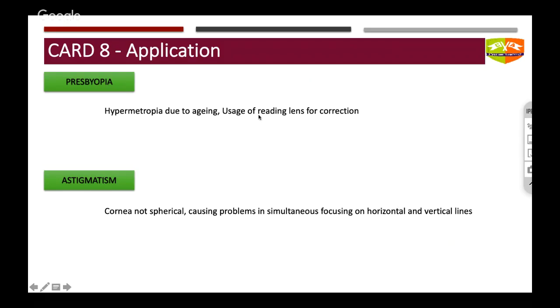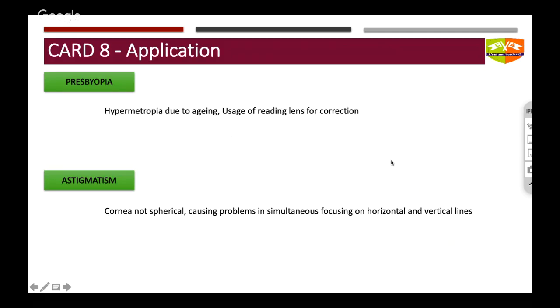Then presbyopia. I said that because of the weakening of the ciliary muscle, the image formation happens beyond the retina, and due to that the person is not able to read things properly. So we use reading glasses. Astigmatism is because the cornea is not spherical, so we are unable to view everything properly. Horizontal and vertical focusing is not possible together, and due to that we use cylindrical lenses.